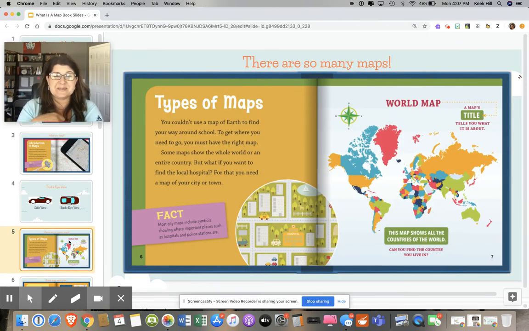There are a lot of types of maps. You couldn't use a map of the whole earth to find your way to school. To get where you need to go, you have to have the right map. Some maps show the whole world, like this one here. This is a whole world map. Or they might just show an entire country. But what if you want to find the local hospital? For that, you're going to need a map of your city or town like this one.